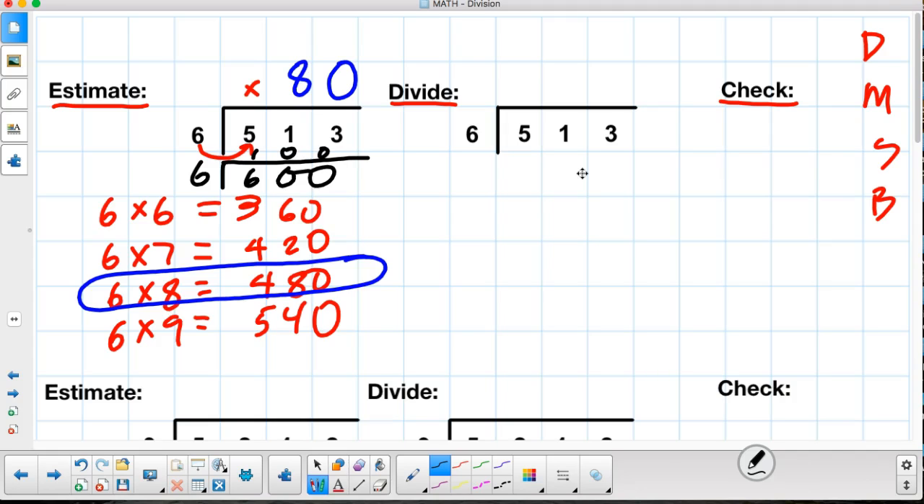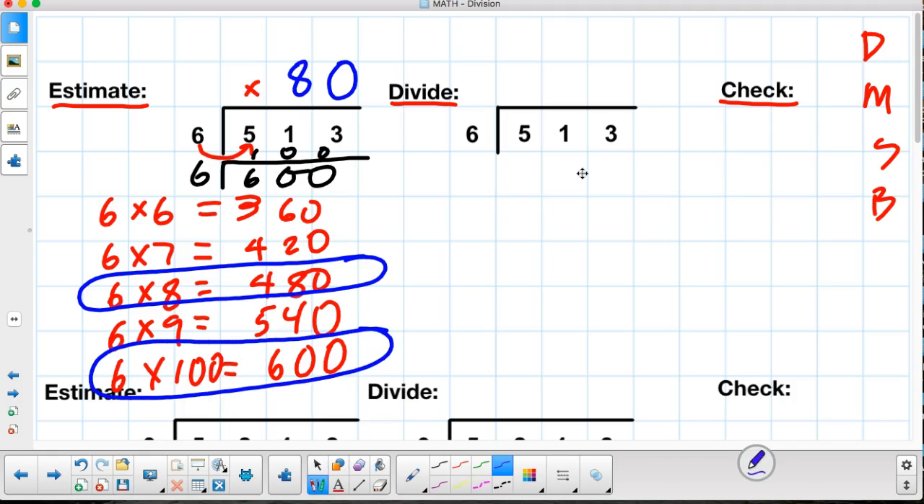Well, let's test it out. Maybe you're right. Watch this. 6 times 10 equals 60. Or 6 times 100 is 600. And I'm going to circle this in blue. But let's see what's closer. I think we already know. 480 is closer to 513. 600 is further away. Now let's use the algorithm.